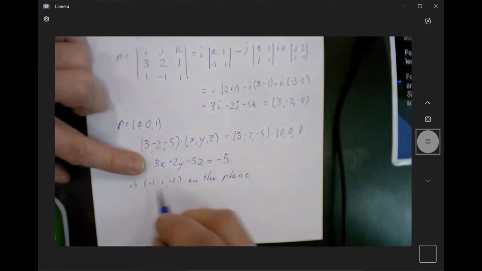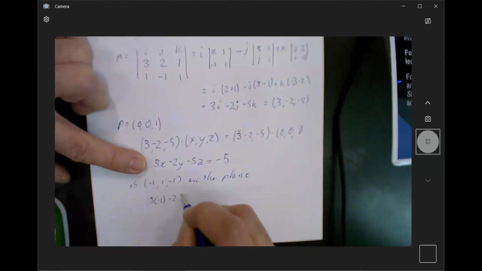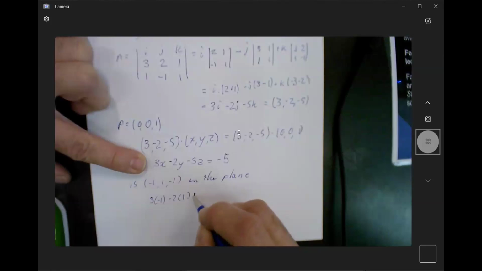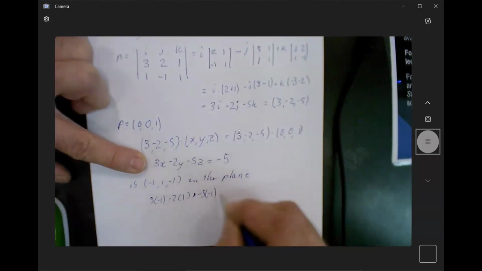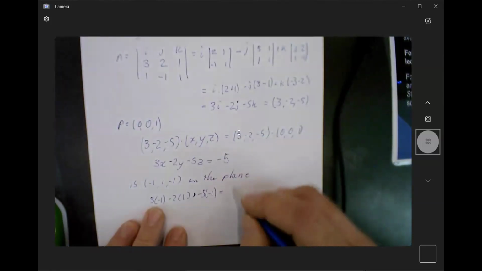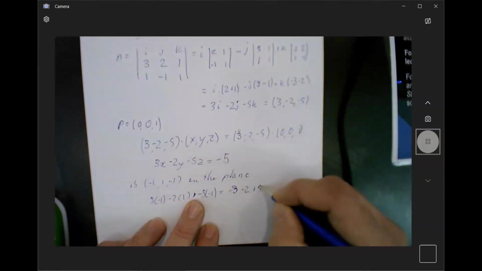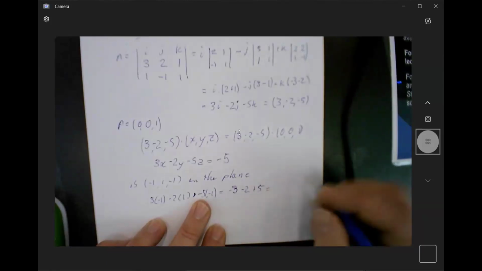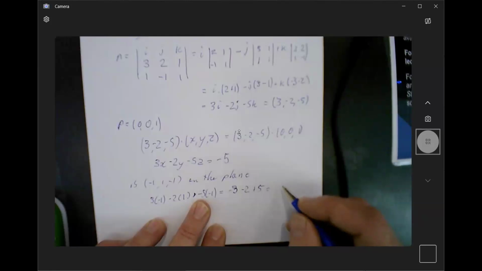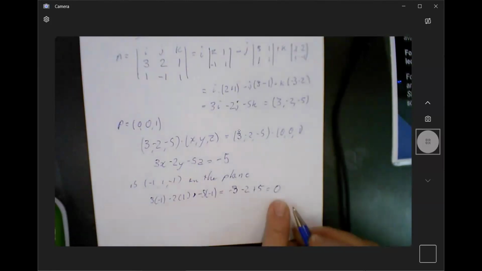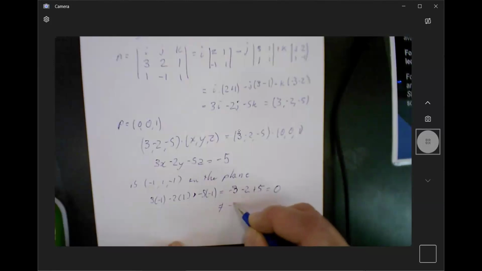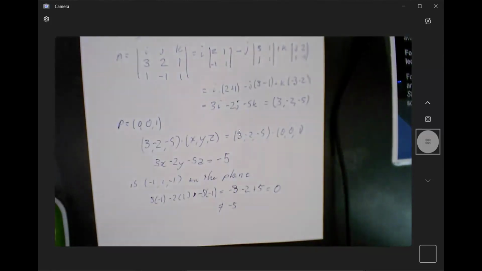All I do is take these values. So 3 by -1, -2 by 1, minus 5 by -1 is going to become -3, -2, plus 5. Oh my gosh, check it. That's going to be equal to 0. Did I do that right? Tick, tick, tick, 0. Okay, so that's equal to 0. It's not equal to -5. Not on my plane. That is a problem for me. So the question was, is the point on the plane? I've just subbed those values in.